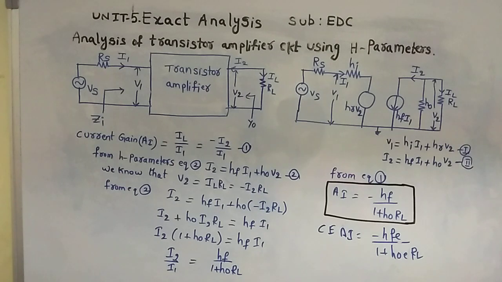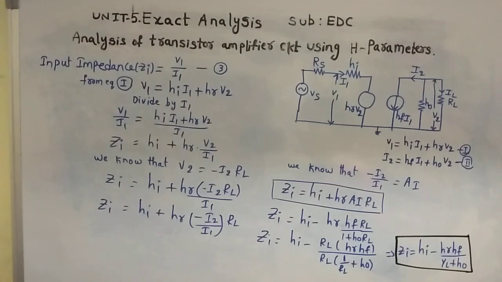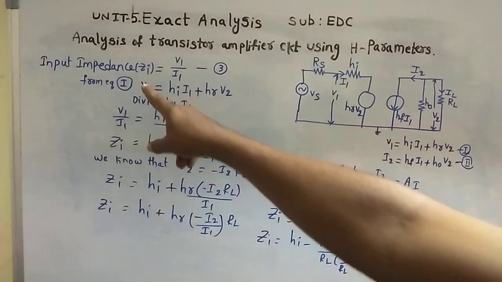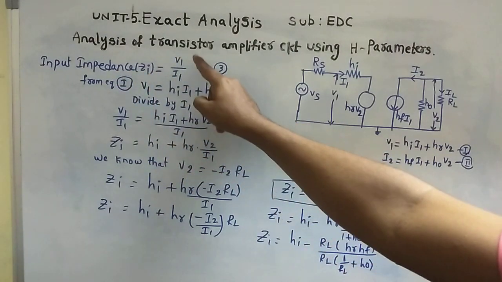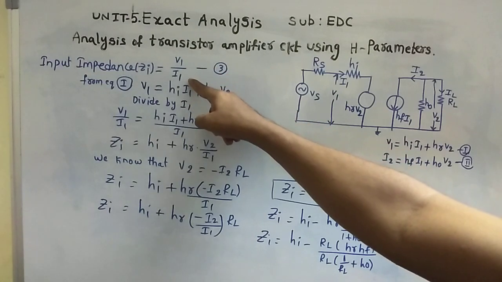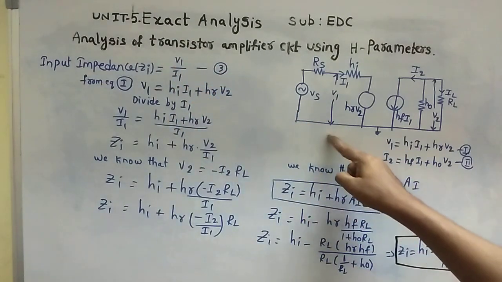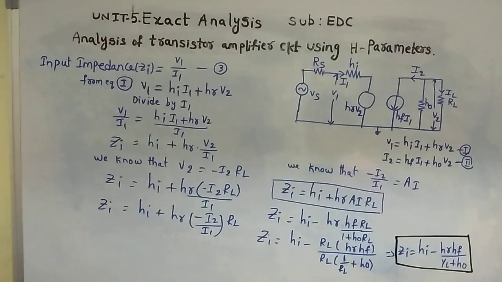If it is a common base configuration, in place of this you can write HFB by 1 plus HOB into RL. That is the current gain. Similarly, you can find the remaining parameters. The next parameter is input impedance. Zi is equal to input voltage by input current.